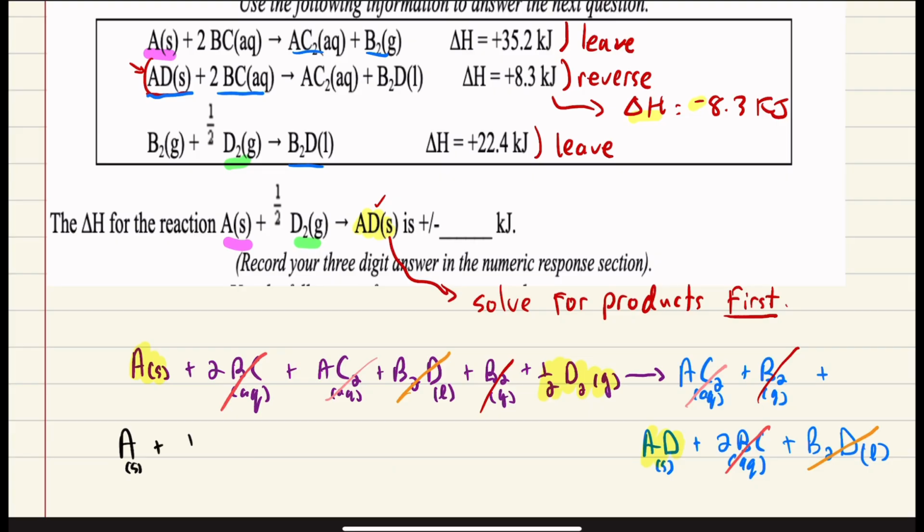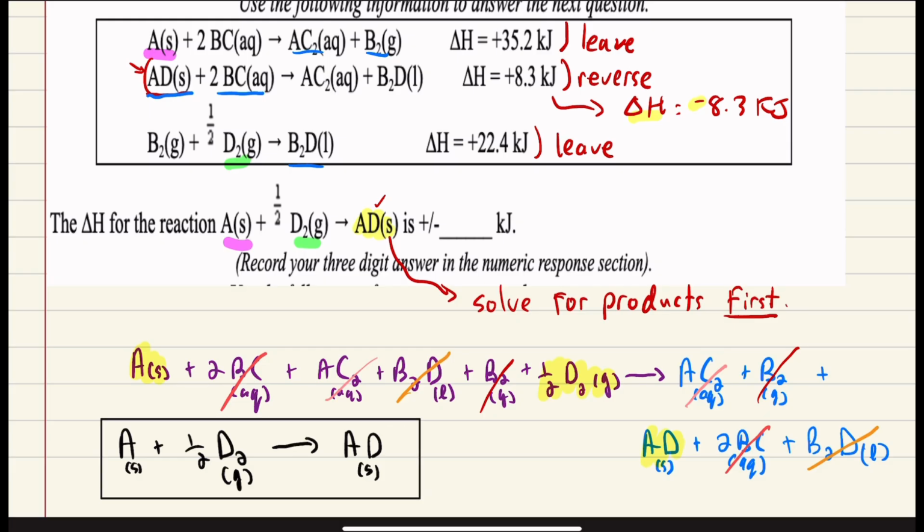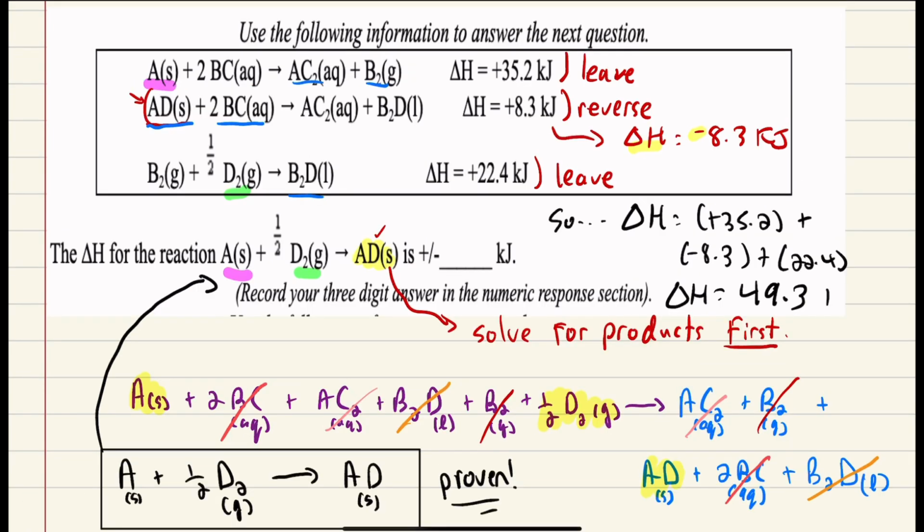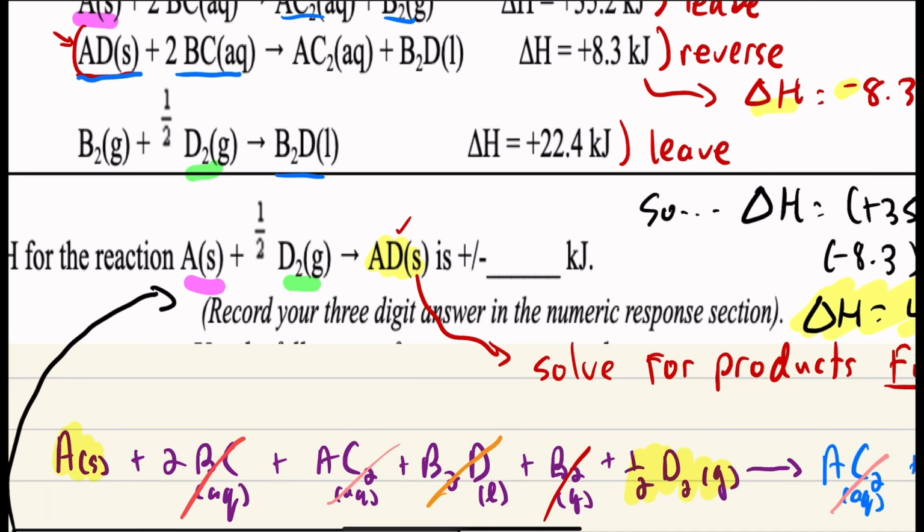So once we write down everything that is left over, that gives us A solid plus half D2 yields AD solid, and that is the target reaction that we want, so it's been proven. Now we can add up all the enthalpy changes based on the changes that we made to each reference equation. When we plug that into our calculator, we get an enthalpy change of about 49.3 kilojoules. And that's positive, meaning it's endothermic.